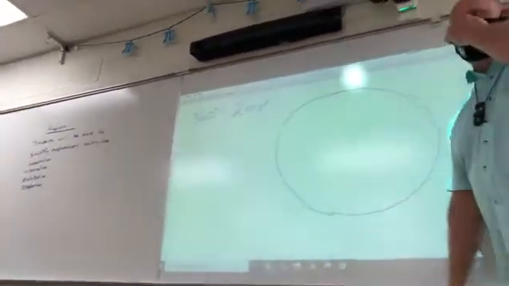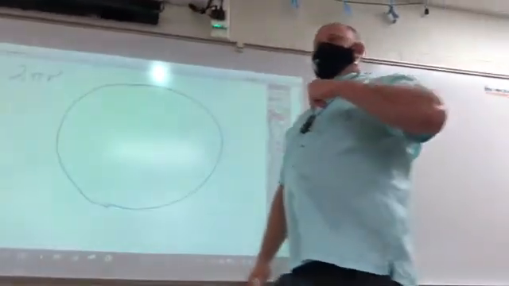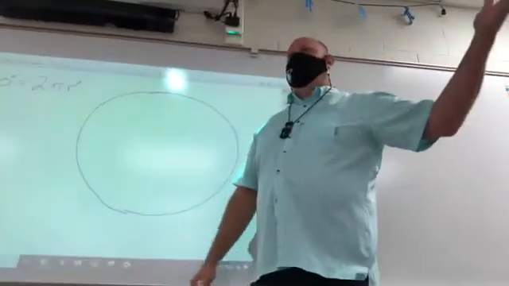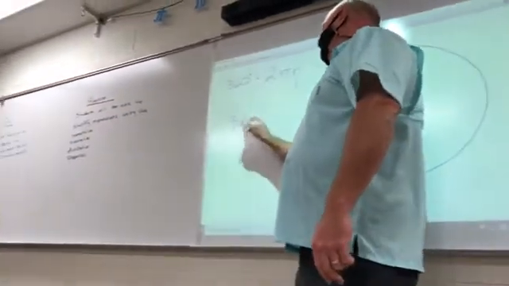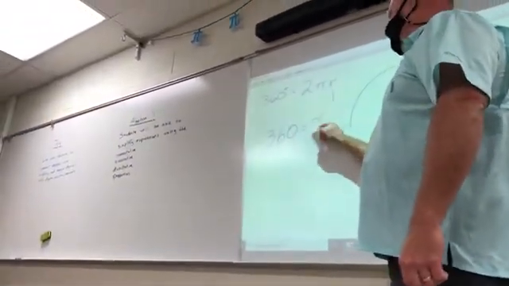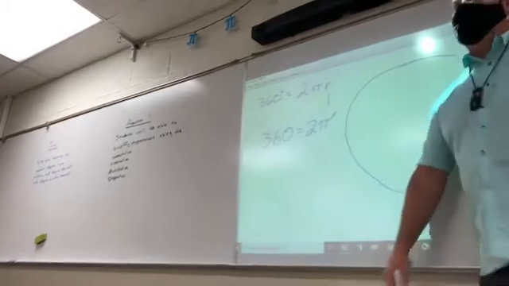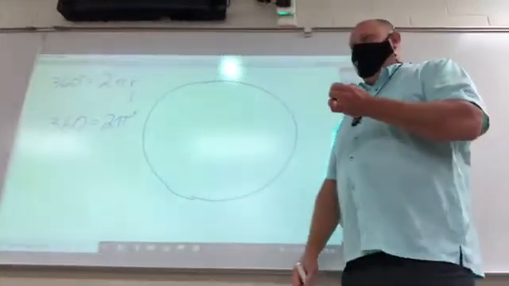Well, what's my radius? No, what's my radius of my unit circle? 1. So it's going to be 360 degrees is actually equal to 2 pi. That is a radian measurement.